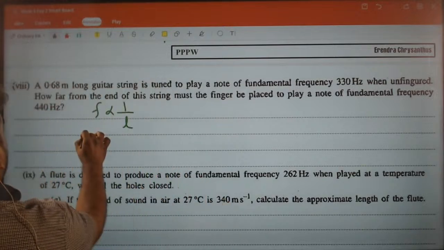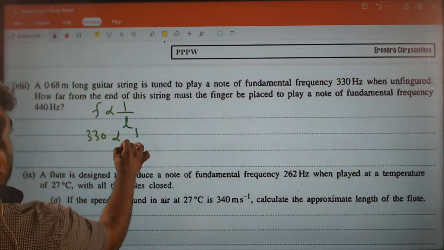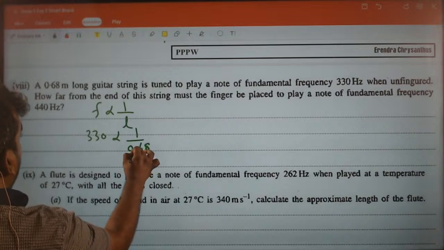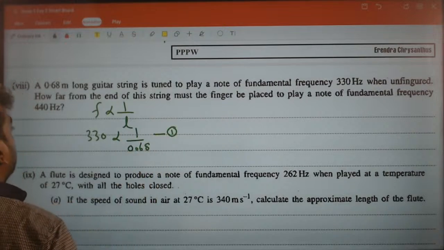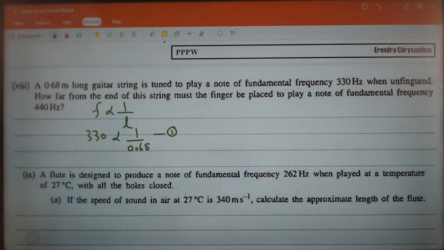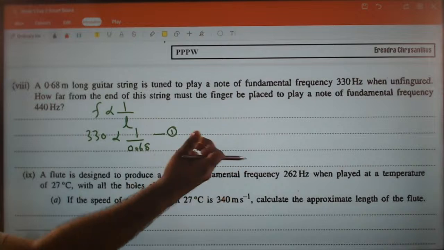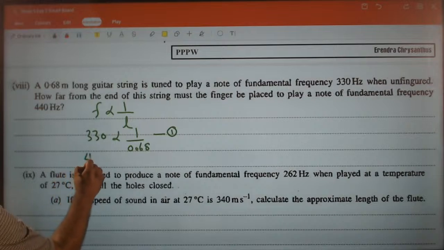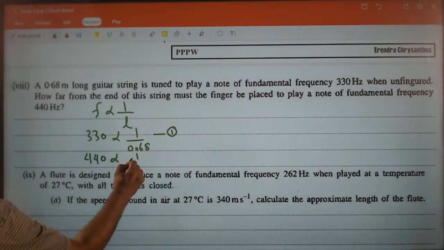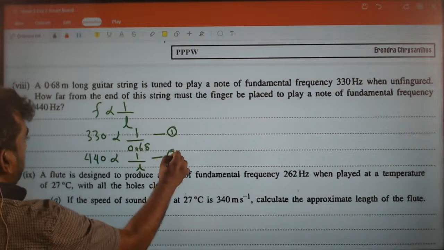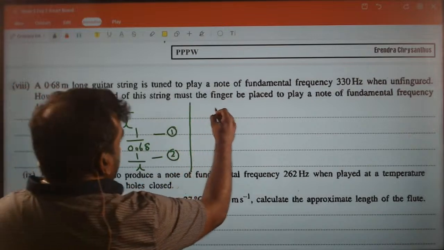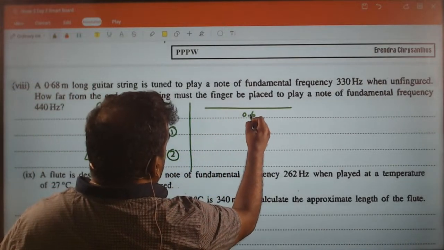Fundamental frequency 330. Length is 0.68 unfingered. You are not keeping the finger. How far from the end of this string must the finger be placed to play the note? End of this string means 440 Hertz. Now the length is L, be careful. So this length is 0.68 unfingered.